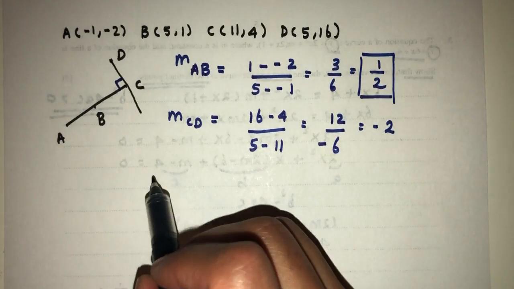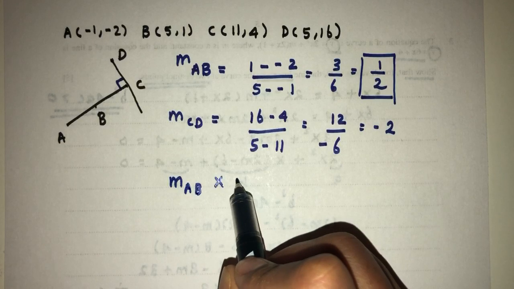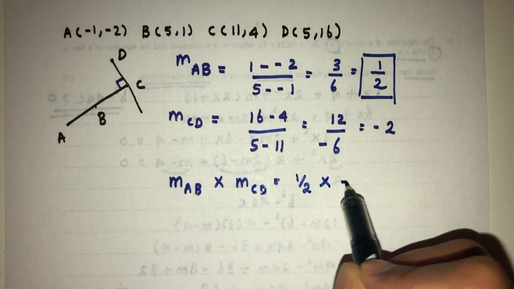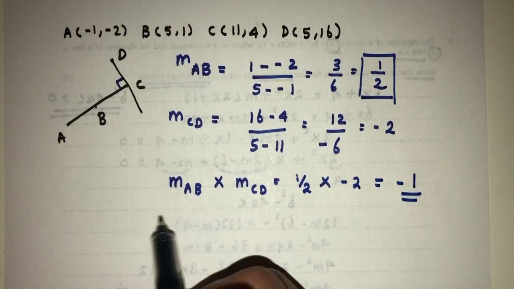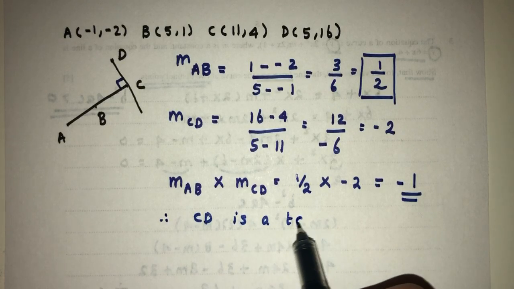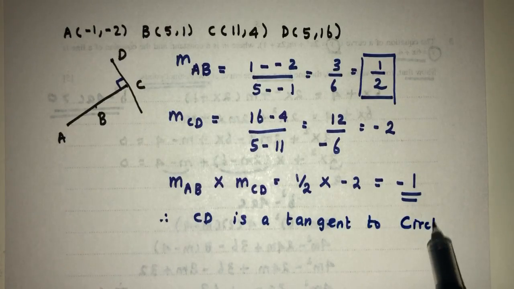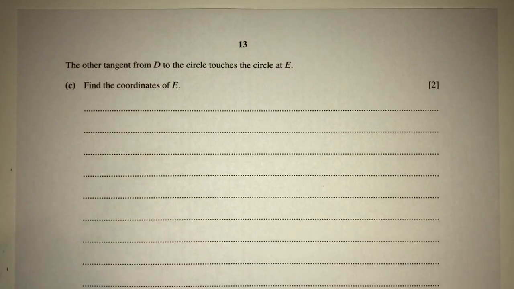So here, as you can see very clearly, if I take the gradient of AB times CD, that will be half times minus 2. It has to give you minus 1. So by having this answer, we prove that CD is a tangent to the circle. Okay, so that is your answer for part B. So now we move on to part C.